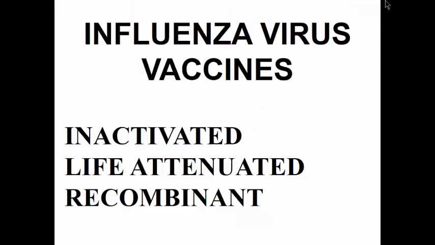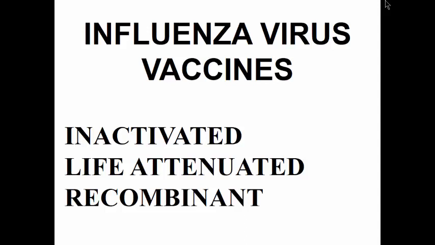Let me also remind ourselves that in the US we have 3 different kinds of influenza vaccines FDA approved: the inactivated, usually formaldehyde inactivated vaccines, the live attenuated one, which are cold-adapted influenza viruses, and then more recently recombinant proteins, and those 3 have all been FDA approved.